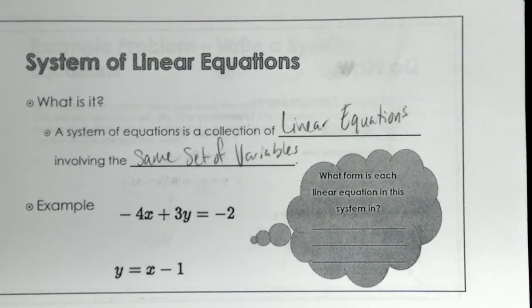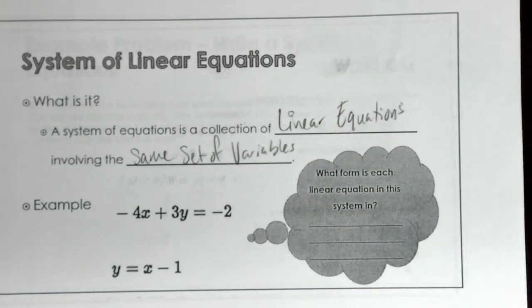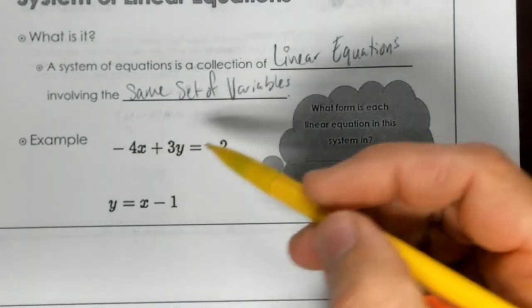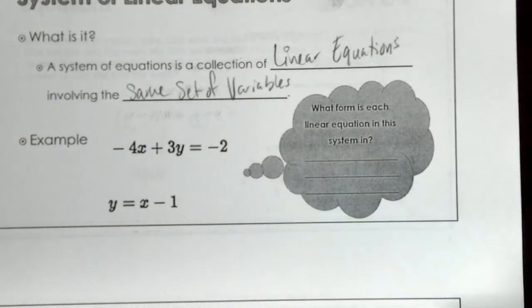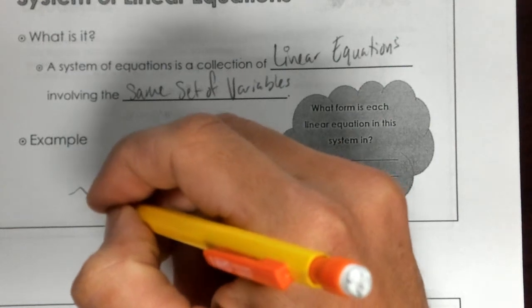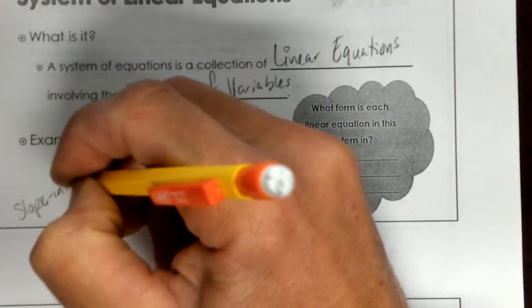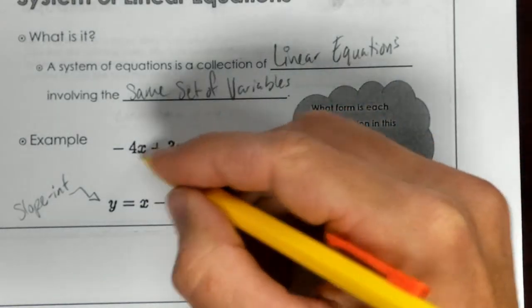So a system of linear equations is a collection of linear equations in whatever forms they come in, involving the same set of variables. So my example here, I've got two equations, negative 4x plus 3y equals negative 2, and I've got y equals x minus 1. So y equals x minus 1 is in what form? Slope-intercept. All right, that means that this is in what form?